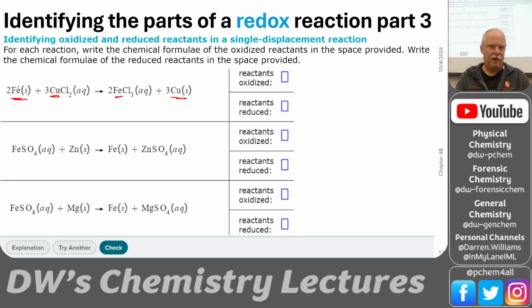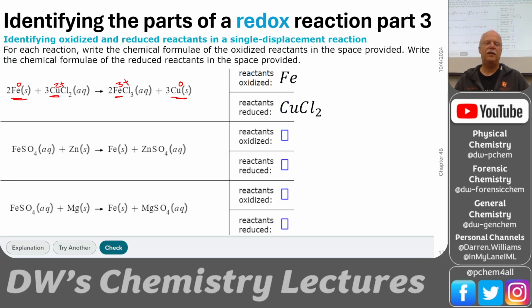Okay, so this is iron 0 becoming iron 3+, and this is copper 2+ becoming copper 0. So which one of those went up in number? Which one lost electrons? The iron, very good. So this top one is going to be iron, and whichever one was reduced gained electrons, so it went down. So 2+ down to 0.